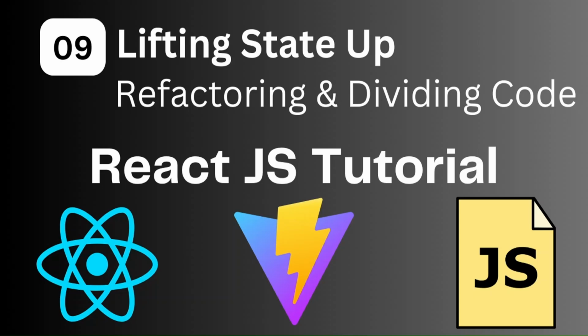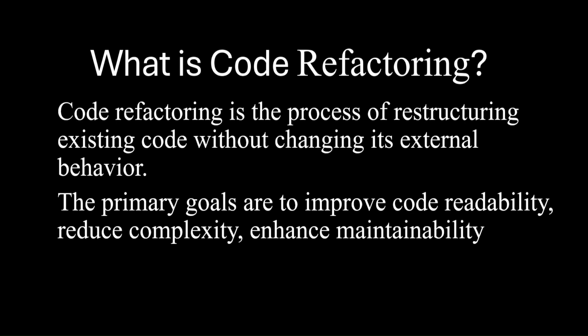Hi everyone, in this lesson we'll refactor our code by splitting our to-do list component into small components. We'll learn how to share state between components by lifting it up. What is code refactoring? Code refactoring is the process of restructuring existing code without changing its external behavior. The primary goals are to improve code readability, reduce complexity, and enhance maintainability.